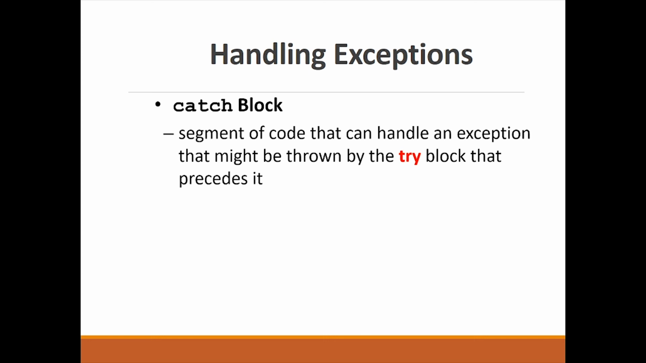Okay, so take note, on try we were able to identify that there is an exception. In catch, we have segments of code that can handle an exception that might be thrown by the try block that precedes it. So if an exception has occurred on the try, it will now be thrown to the catch block. Now on the catch block, what do we intend or plan to do with that exception? Whatever you want to do with the exception, this is the area where we process it.